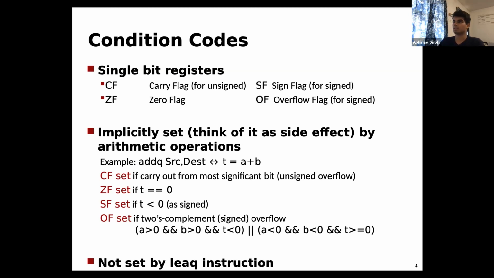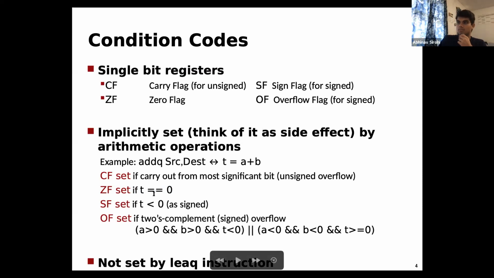And so all of these flags are implicitly set. So it's kind of a side effect of the arithmetic operations that happen. So if we did the addition of 2 numbers in the source and destination, it'll check if the resulting number is equal to 0. So if you add source to your destination, it'll check the value in the destination after. And if that turns out to be 0, then the zero flag will be set.